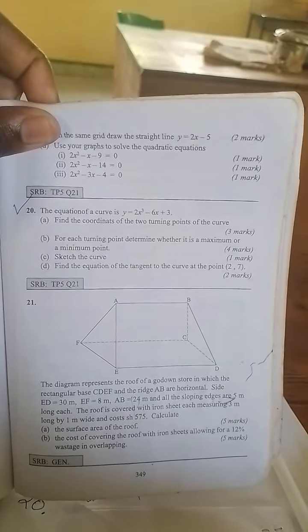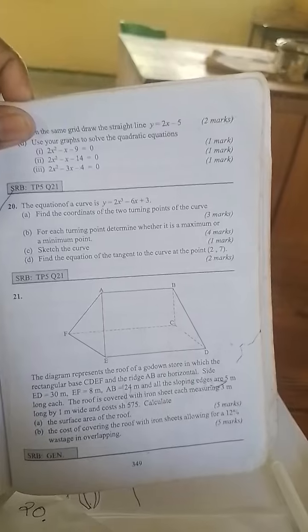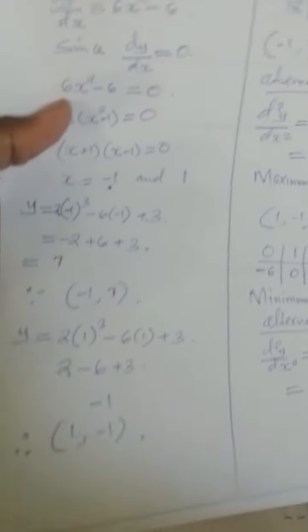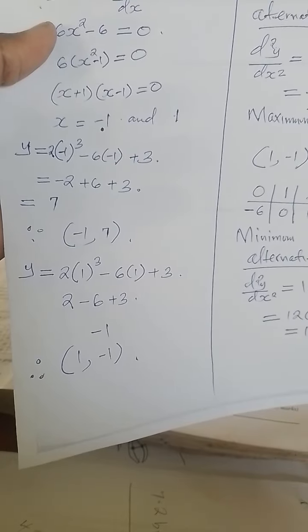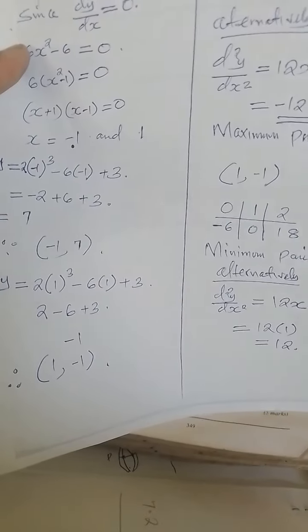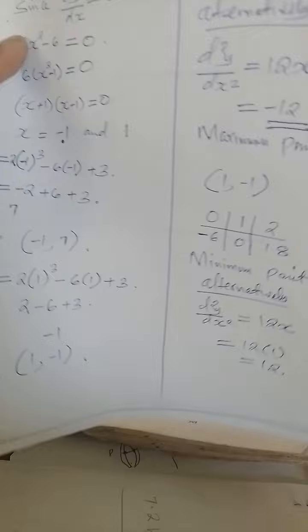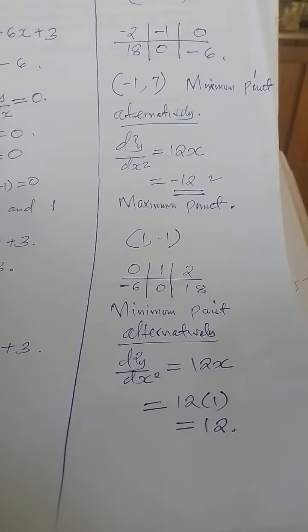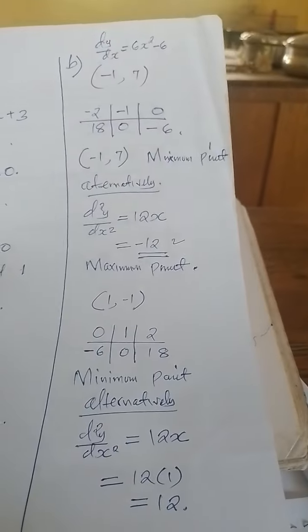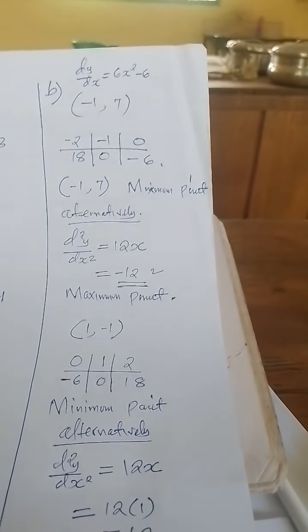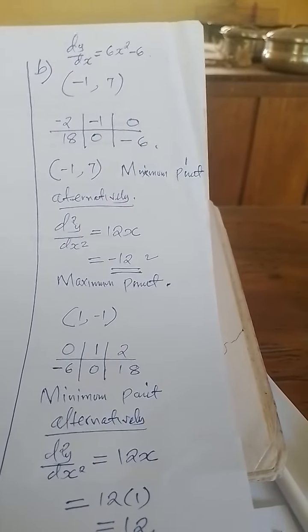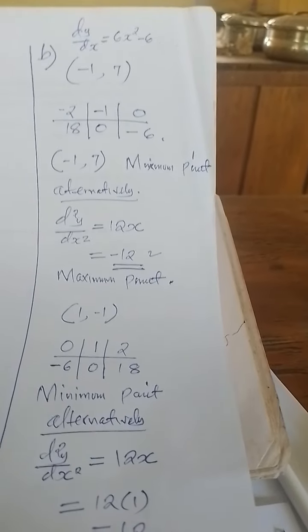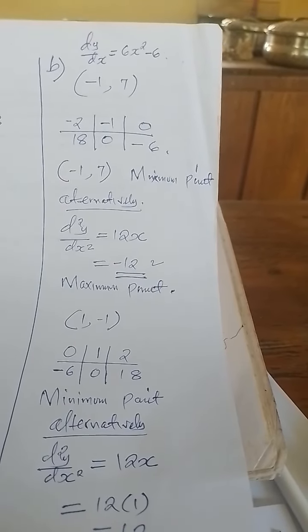Question B is saying, for each turning point, determine whether it is a maximum or a minimum point. We have two points, that is negative 1 and 7, and the second point is 1 and negative 1. We have two ways of determining whether the point is a maximum or a minimum. For example, we have this point that is negative 1 and 7. We want to know if it is a maximum point or a minimum point.